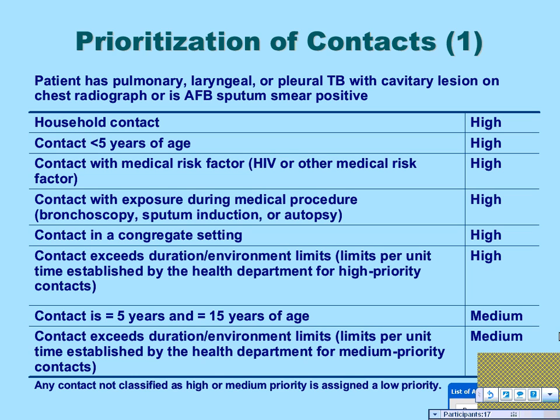So among these patients would be household contacts, contacts within a congregate setting like a shelter or prison perhaps, and contacts with exposure during medical procedures such as bronchoscopy, sputum induction, or an autopsy. They are all high priority contacts that should be evaluated. Now, the two very important groups of patients, the children below 5 years of age and contacts with medical risk factors or immune suppression, are also very high priority candidates for immediate evaluation.